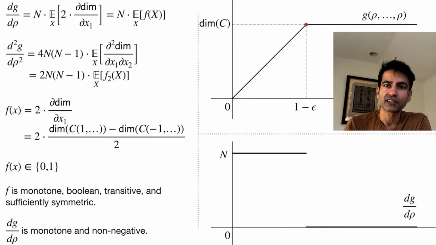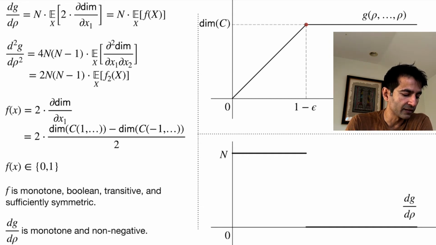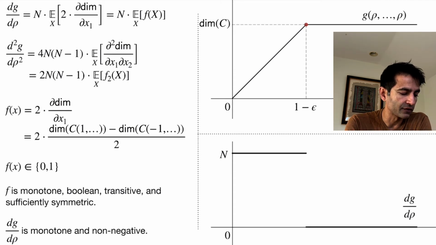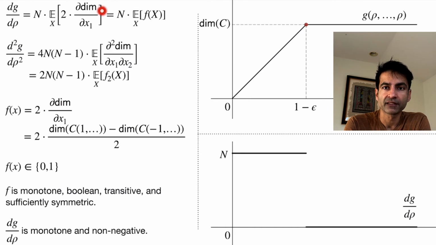But the dimension is very nice as a function. When you flip a coordinate from -1 to 1, the dimension can change by at most 1. Okay, either it doesn't change or it changes by 1. And so the function f of x has to be a function that takes values in 0 or 1. It's either equal to 0 or equal to 1. So that's very nice. There are lots of consequences of that. It means that, first of all, the value of this derivative here has to be a number between 0 and n.